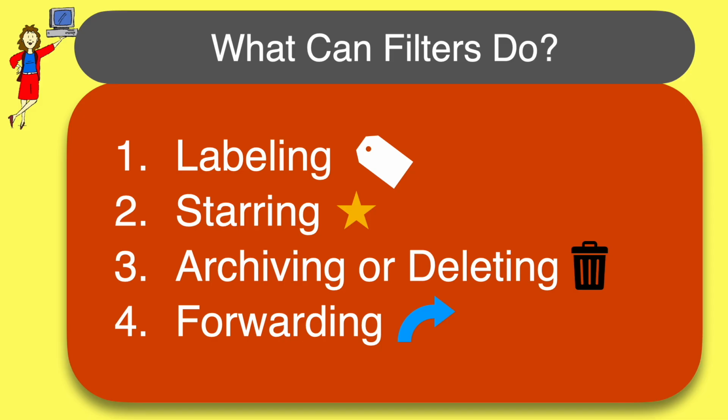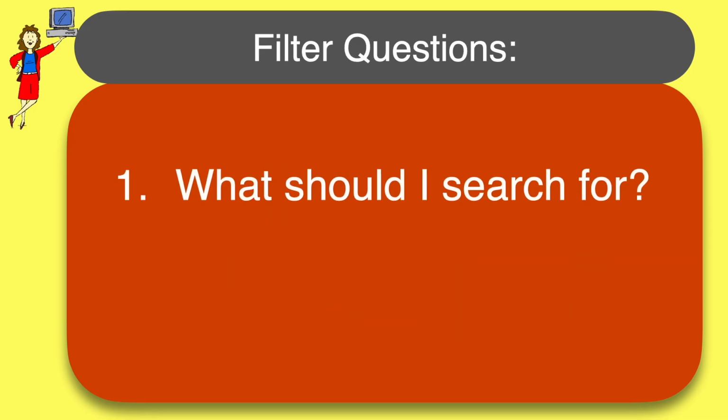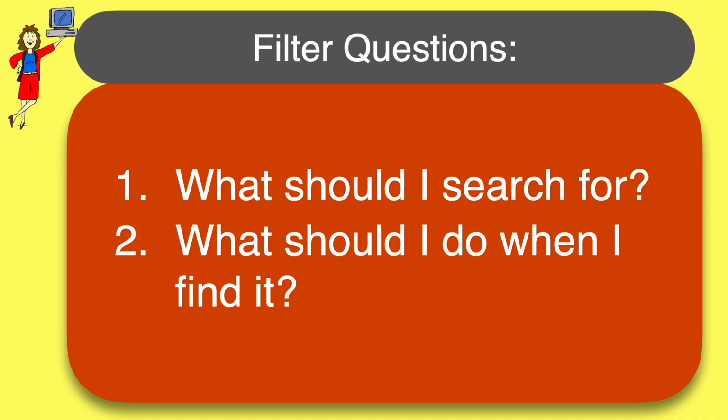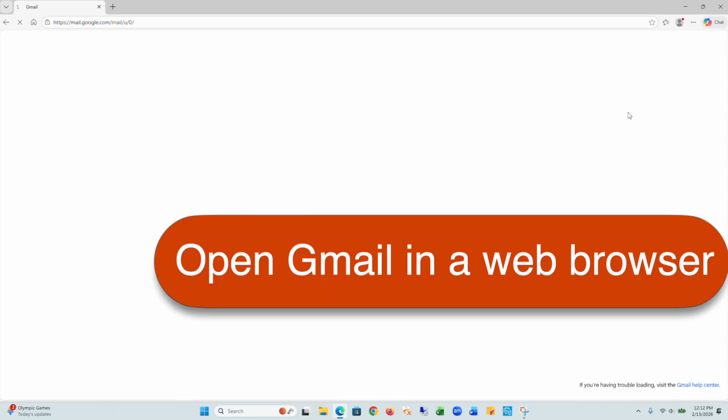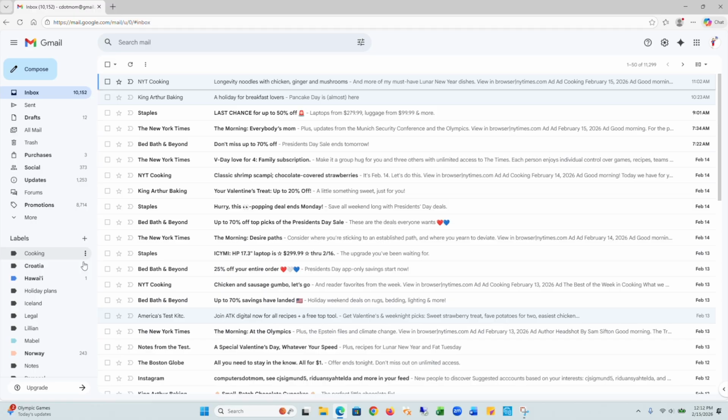Essentially, to create a filter, you have to answer two questions. What should I search for, and what should I do when I find it? Let's look at some real examples. To get started, open Gmail in a web browser on a computer, not in an app like Apple Mail or Outlook, and not on a phone or tablet. I'm going to demonstrate using Microsoft Edge on a Windows computer, but the process is exactly the same if you use a Mac or a different browser.